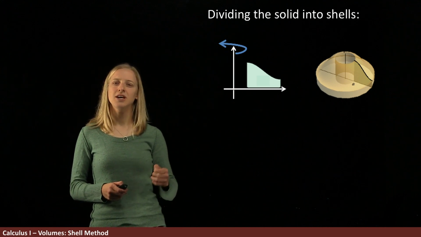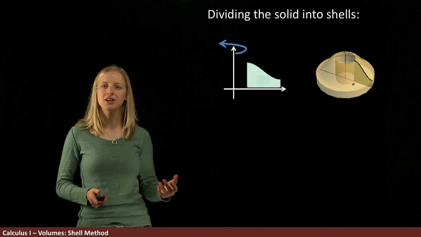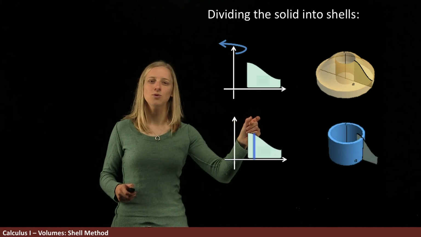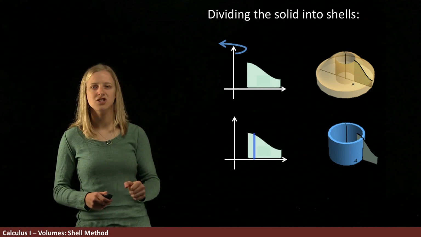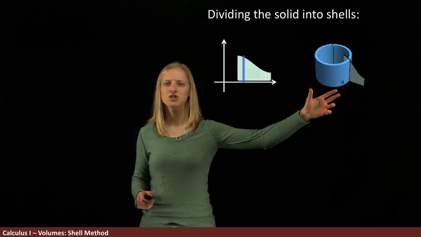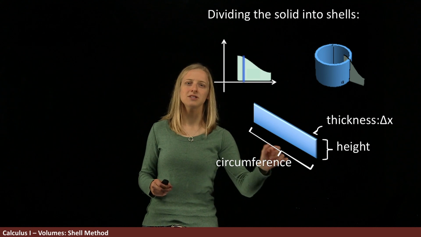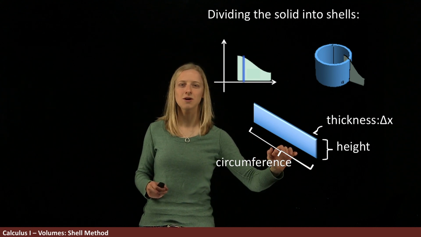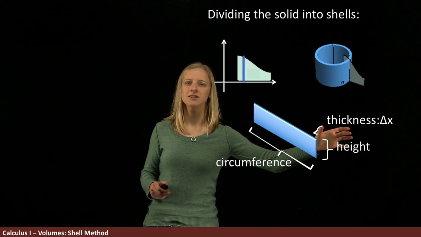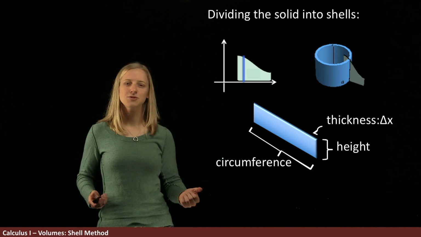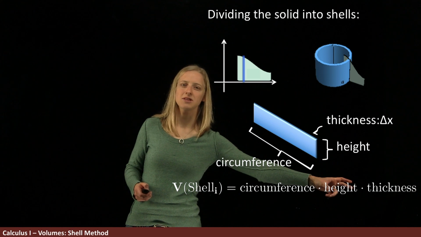What we're going to do is use each one of those cylinders, those shells, and take one slice of it, one of those shells, and find the volume of that shell. To find the volume of the shell, we're going to slice it and expand it, and we notice that the length of this is the circumference of that shell, the height is still the height of the shell, and the thickness is that delta x. As a result, the volume is going to be the circumference times the height times the thickness.